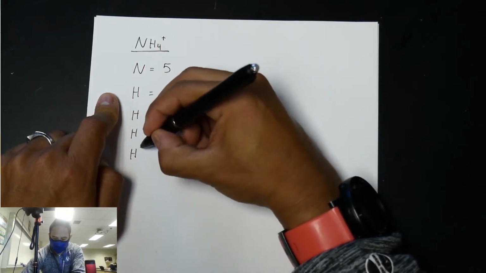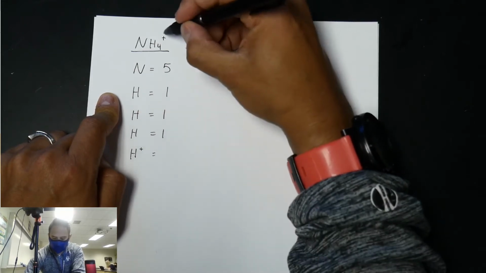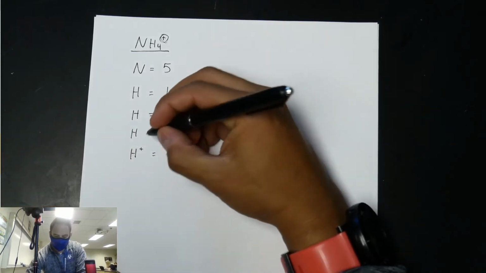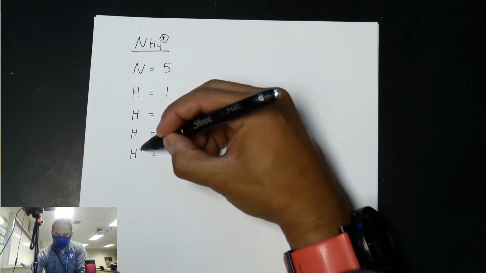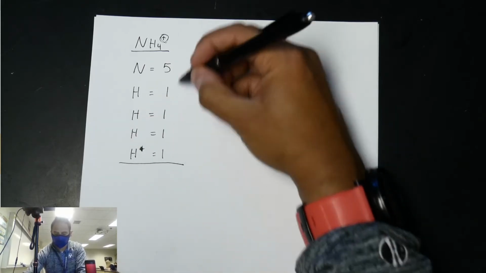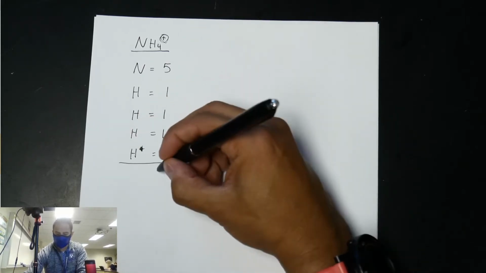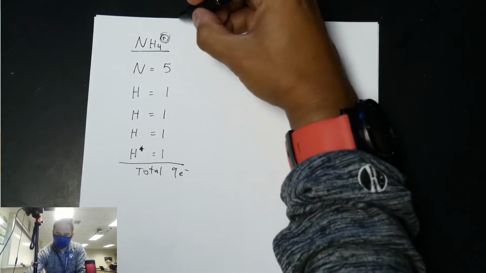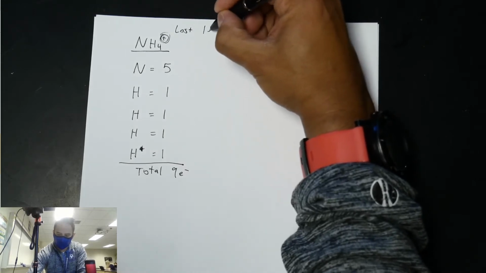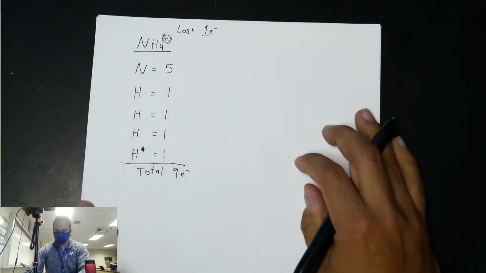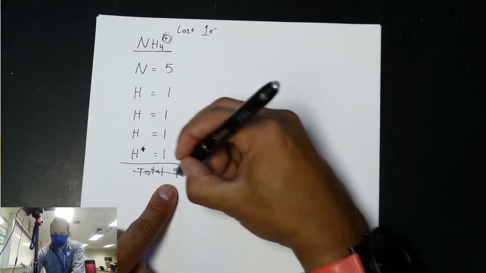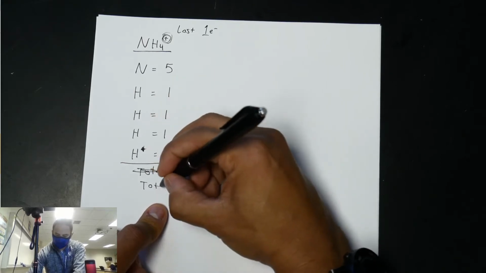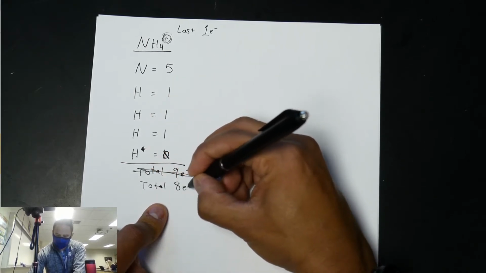However, we have this plus, this little plus thing. So that means that we have lost an electron. We have 4 hydrogens, so total, if we count up all the valence electrons in here, we should have a total of 9. But this plus means that we have lost 1 electron. So even though we should have 9, we actually are going to have only 8. So one of these is going to be gone. So you have our 8 valence electrons.